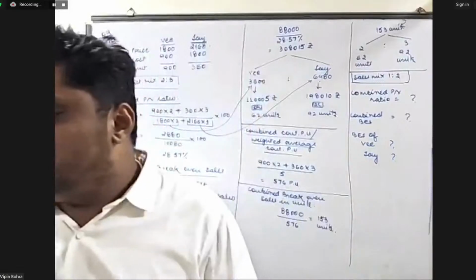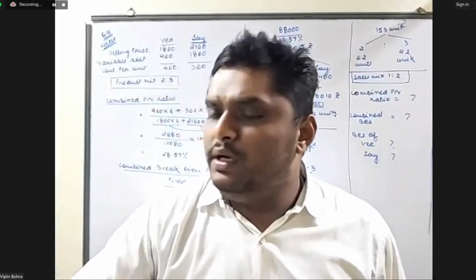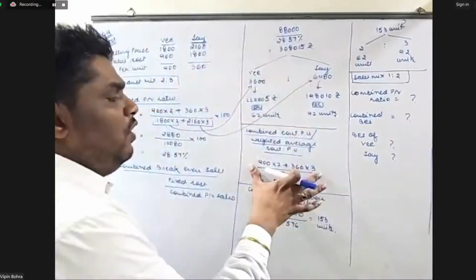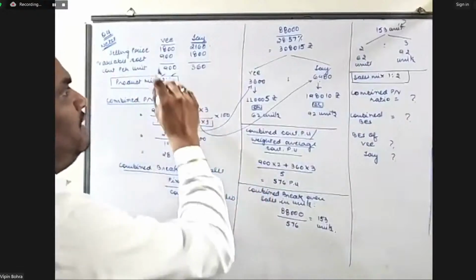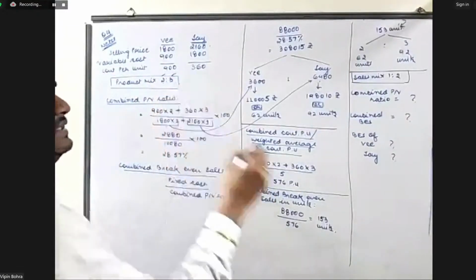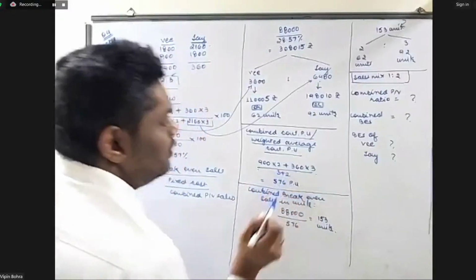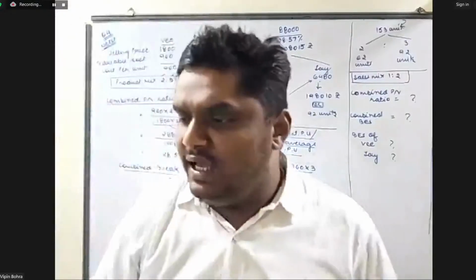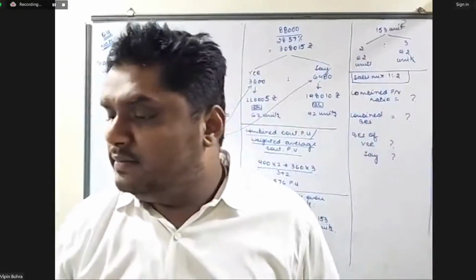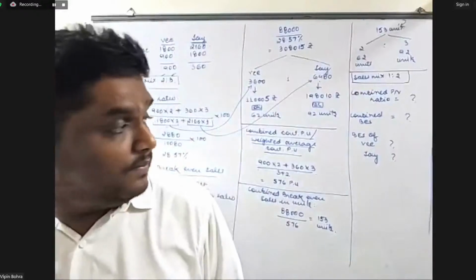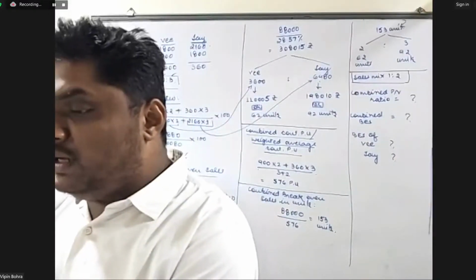Combined contribution per unit is basically the weighted average of the contribution. So my sales mix is 2 and 3. So 900 into 2 plus 360 into 3 divided by 5. How come 5? 3 plus 2. So the simple weighted average technique I have used. Now waiting for your answers, guys. Giving you 5 minutes time to post your answers.